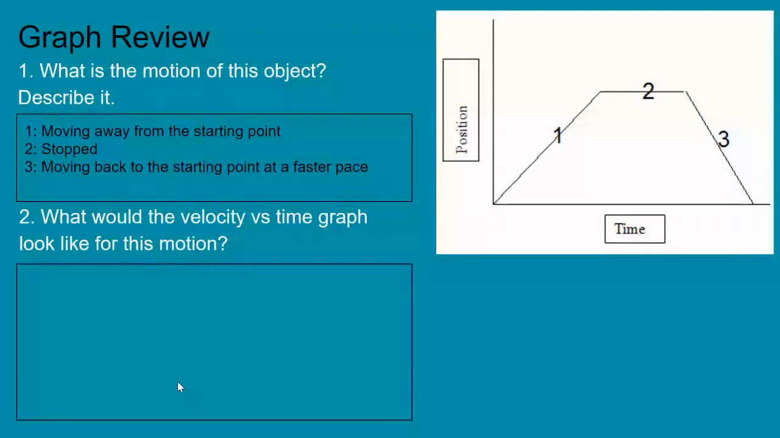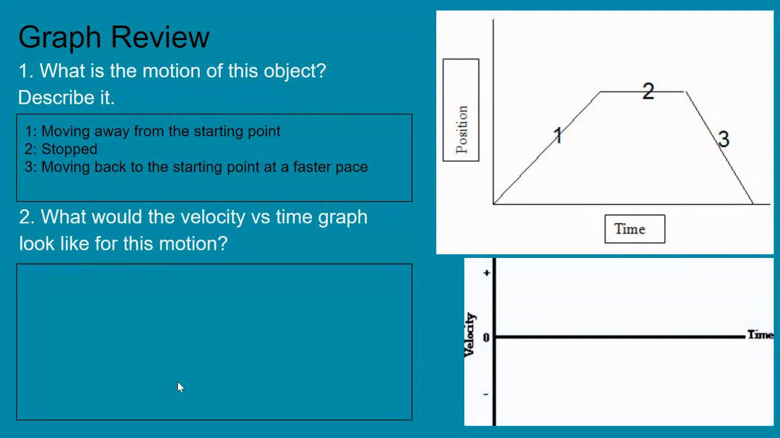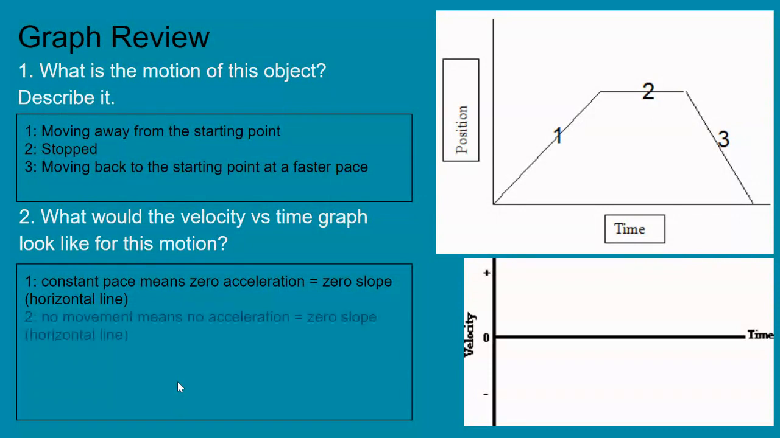And we want to think about what a velocity versus time graph is going to look like. It's important to realize that because we can have positive velocities and negative velocities, we can have a graph that has space above and below that 0 point. In that first segment, they're moving away from the starting point at a constant pace, which means there's zero acceleration. So zero acceleration, that constant speed, means zero slope or a horizontal line.